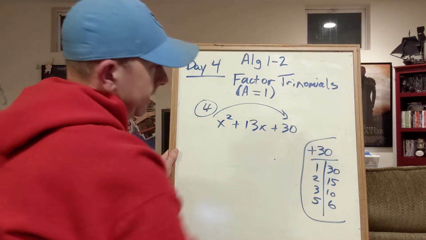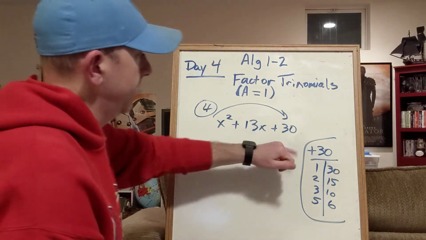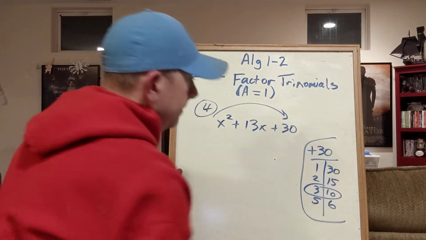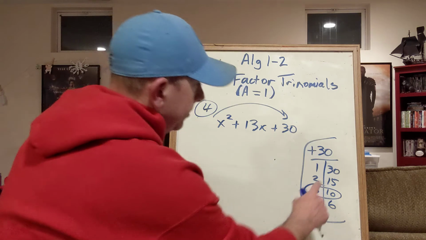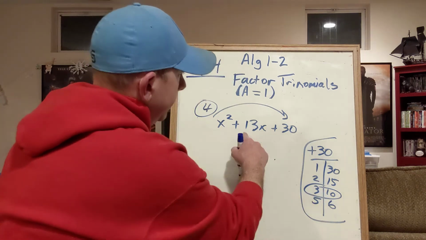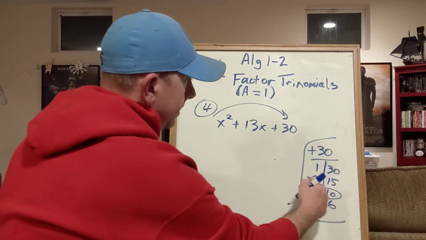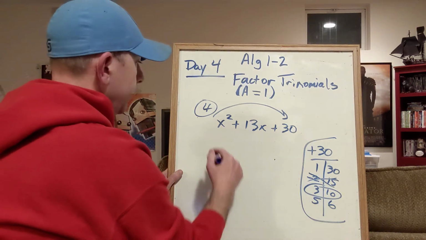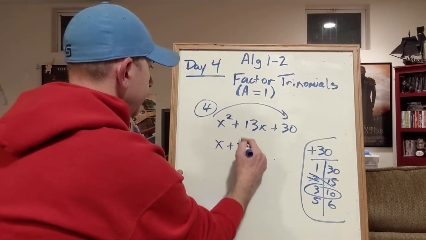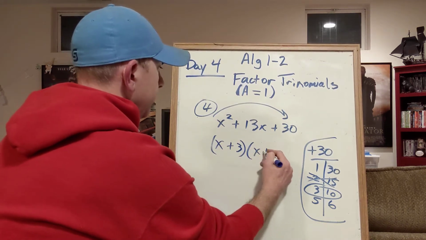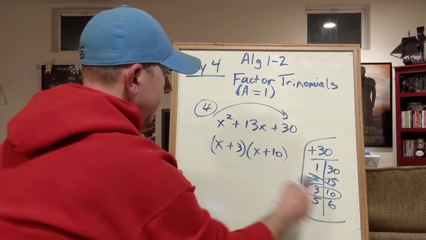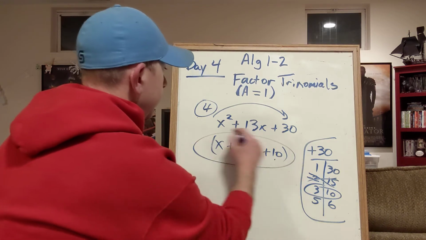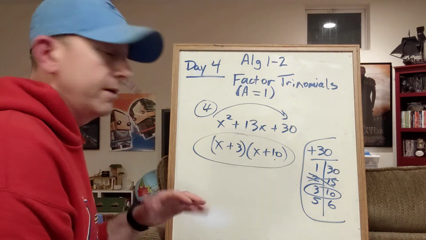So we got to look at our list. Which one will combine to 13 by addition? That would be here, 3 and the 10. Now the 2 and the 15 is close. But to get 13, I'd have to do negative 2, and that doesn't multiply correctly. So that's why we want this. Now, we don't have to go through grouping. We can just go x plus the 3 times x plus the 10. So the 3 is here, the 10 is there. That's my answer. And like I mentioned earlier, you can mix up the order of these.